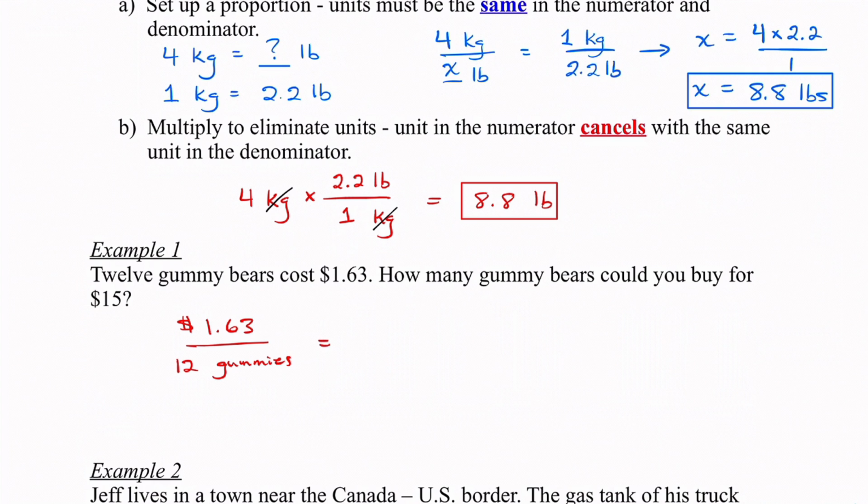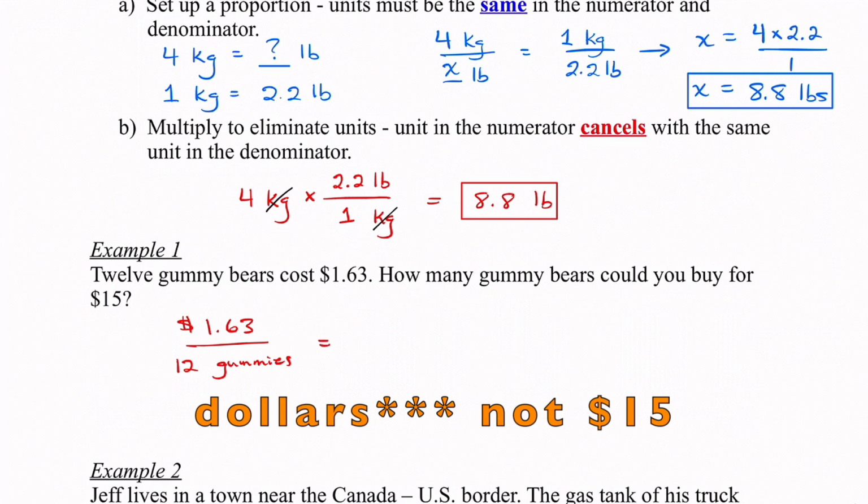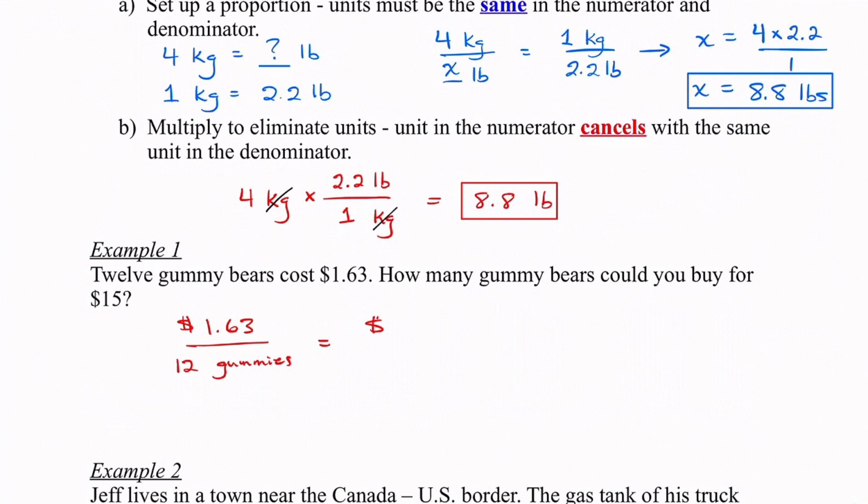And I want to figure out how much I could get for $15. So $15 is in the numerator here; I'm going to have to put $15 in the numerator here. And then I don't know how many gummies I'm going to get. To figure out what that question mark is, all we have to do is cross multiply and then divide. So I'm going to cross multiply these two.